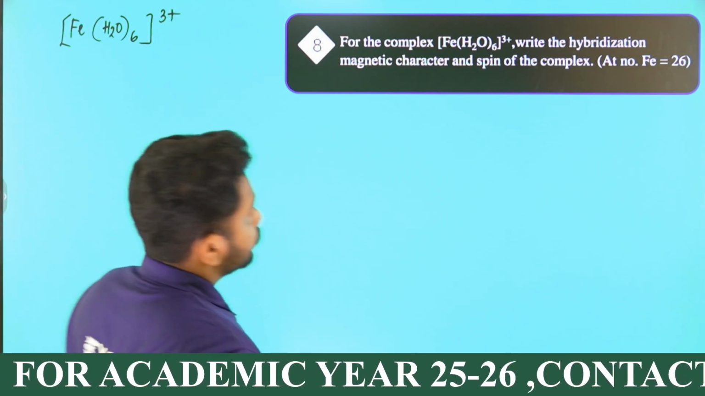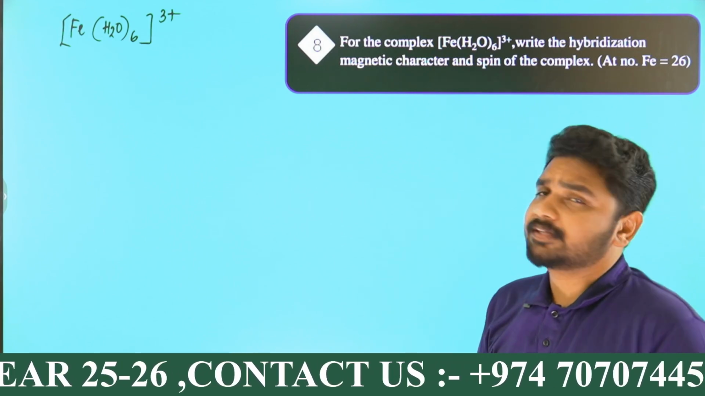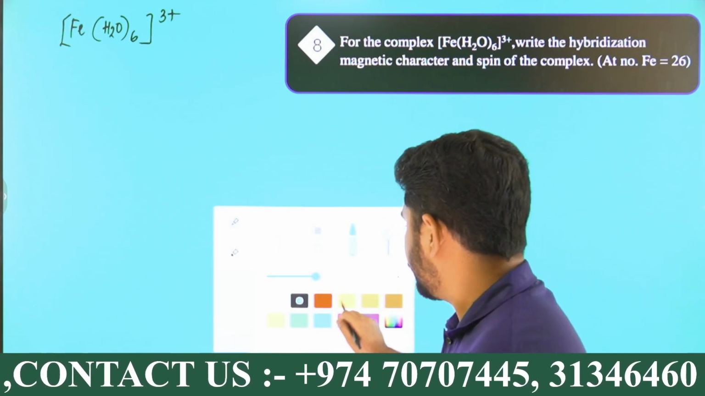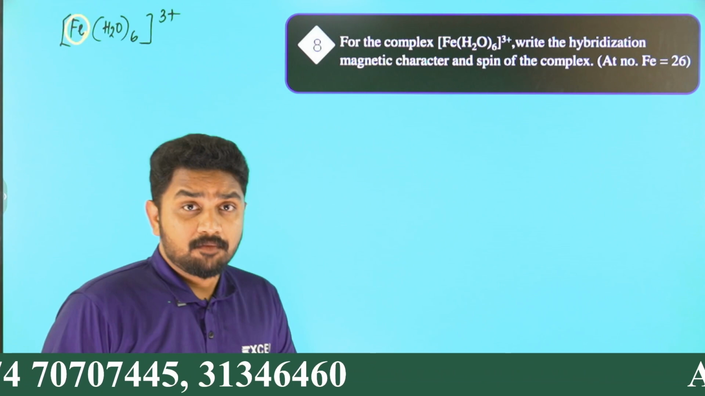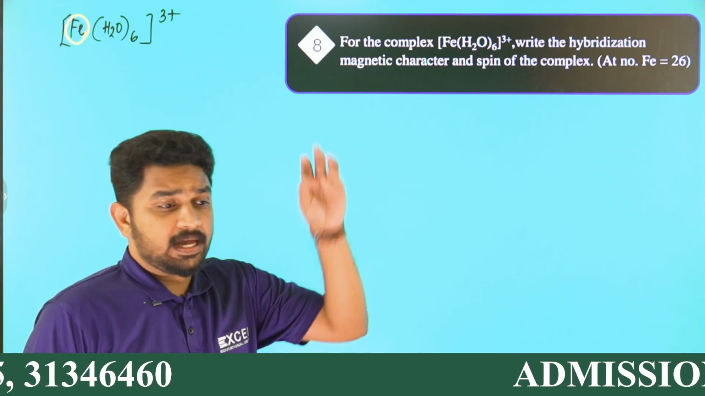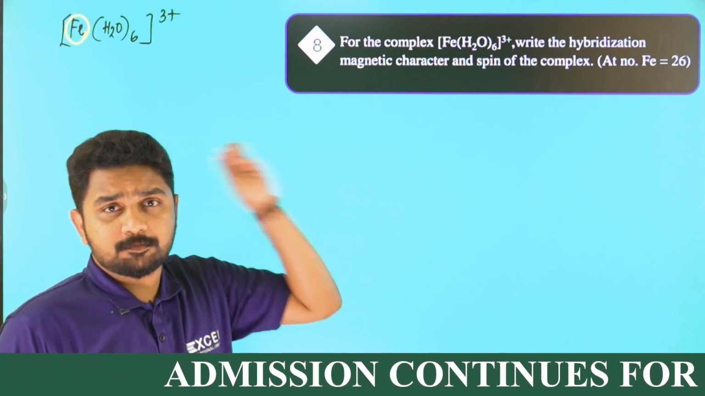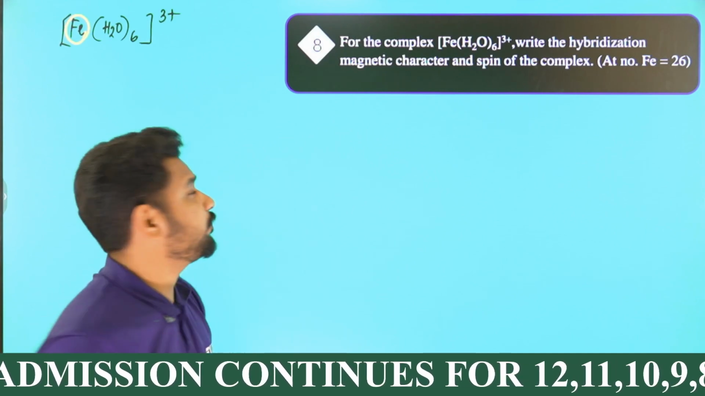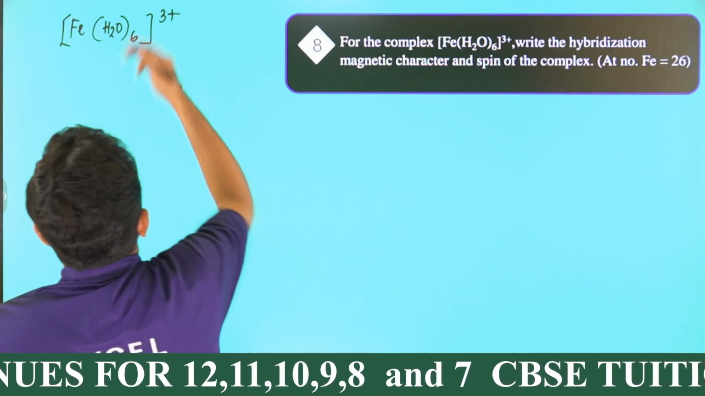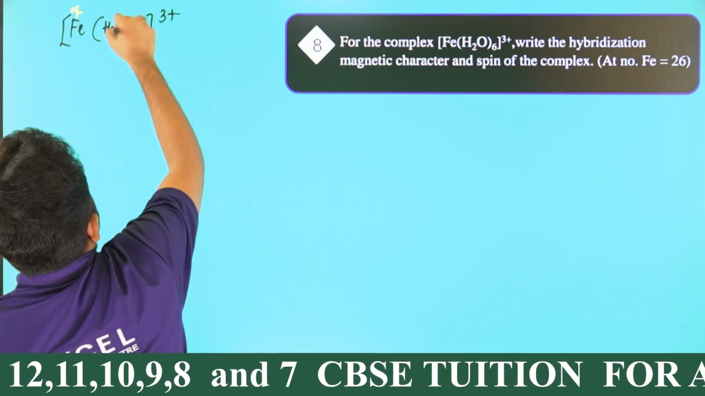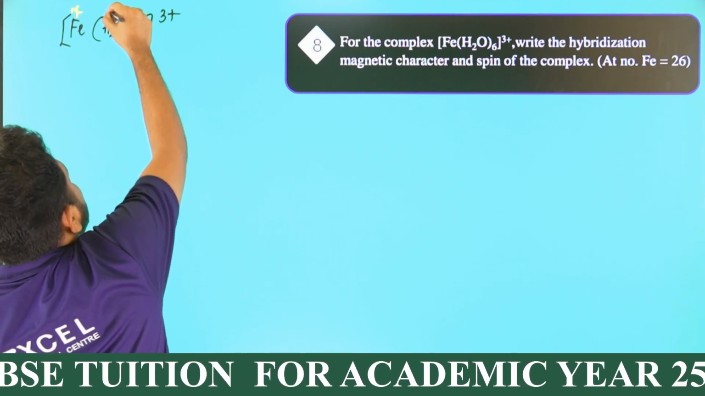When a coordination compound is given, what do you need to do? First of all, you have to find the oxidation number of the central metal. Whenever a question asks for hybridization, magnetic property or spin, the first step is to find the oxidation state of the central atom. The central atom is iron. How can we find the oxidation state? I'm putting it as X, and H2O is a neutral molecule, so its charge is 0.